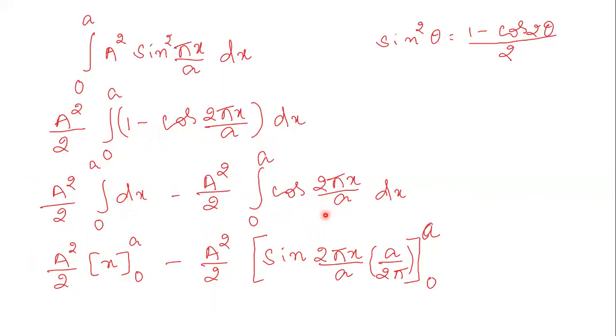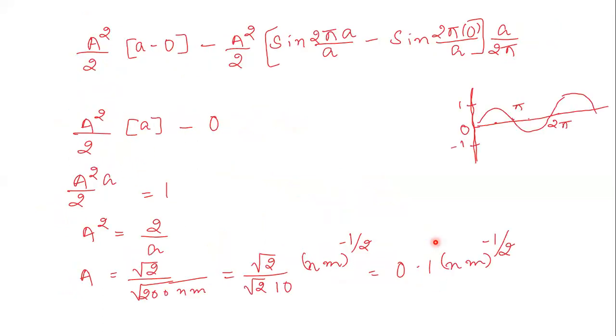Integration of cos 2 pi x by a is sine 2 pi x by a divided by 2 pi by a, which is taken to the numerator, so it becomes a by 2 pi between the limits 0 to a. When you substitute the values of the integration limits for x, the upper limit is a instead of x, a minus the lower limit 0, then it becomes a square by 2.